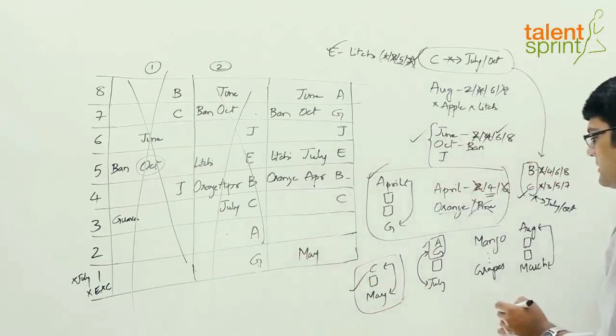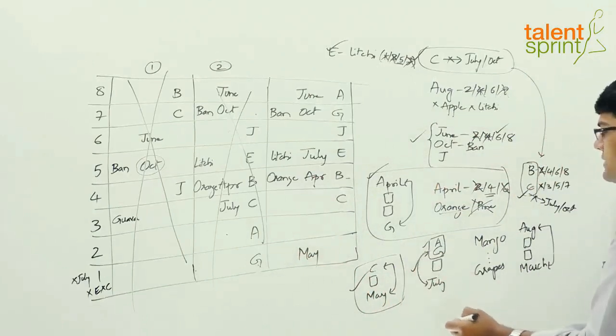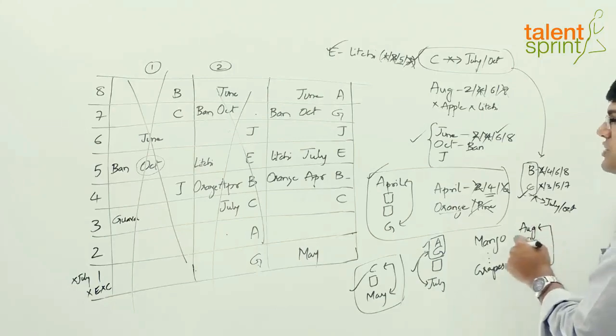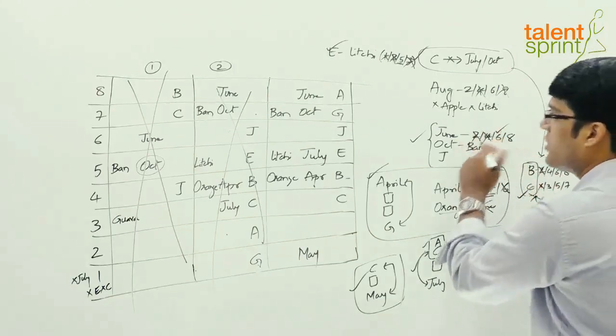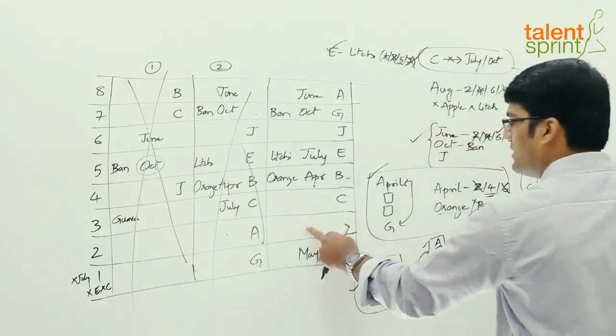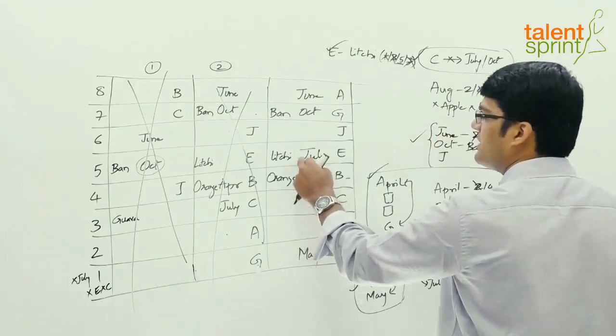Okay. Then this point is also done, right? This point is done. August and March. August can come on 2nd floor or 6th floor. Take August on 2nd floor. Dash dash March is not possible. Are you able to follow?